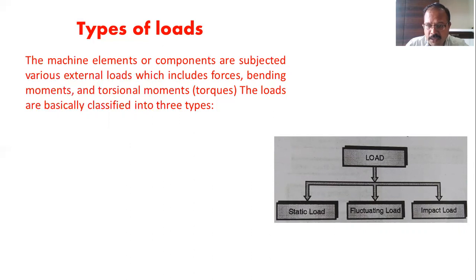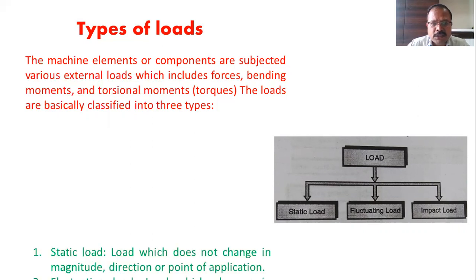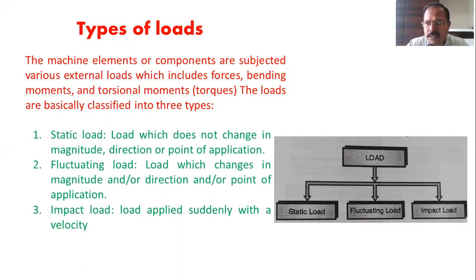When we talk about magnitude, that means we talk about the value of the force. That means 50 Newton, 100 Newton, it won't change. When we are talking about direction, then direction means it can be tensile in nature or it can be compressive in nature. It won't change. Then if all the three remains unchanged, then we say that the type of load is the static load.